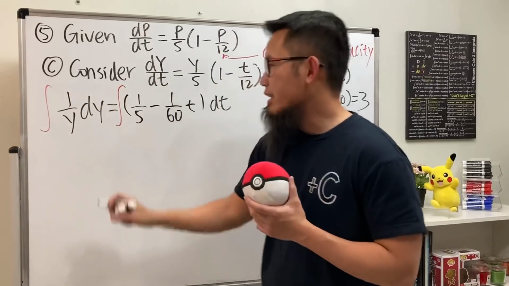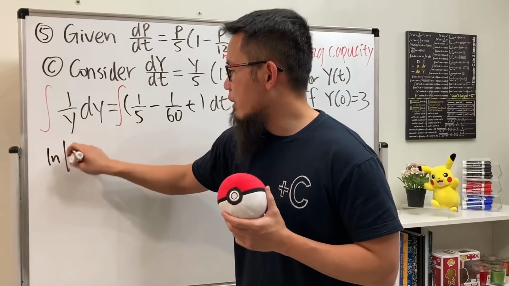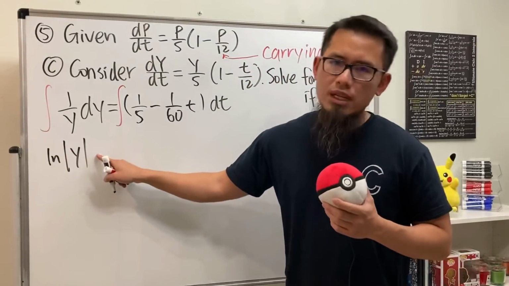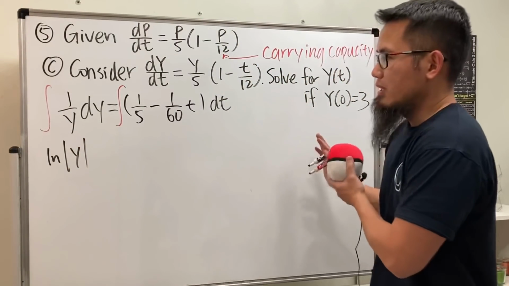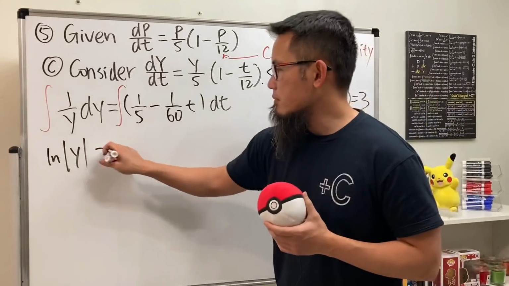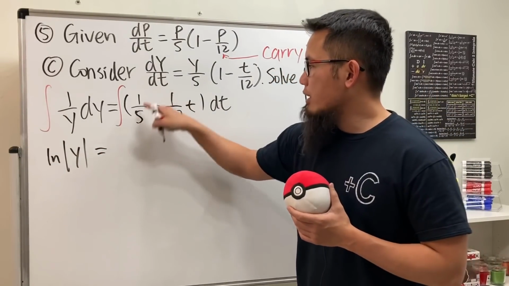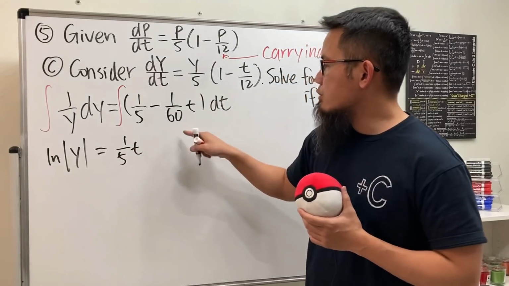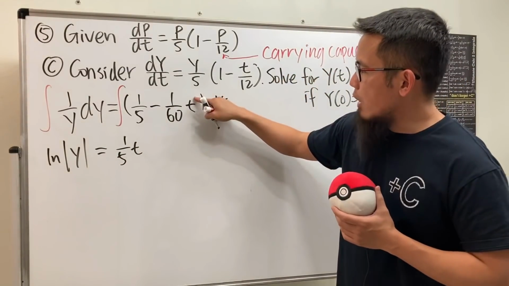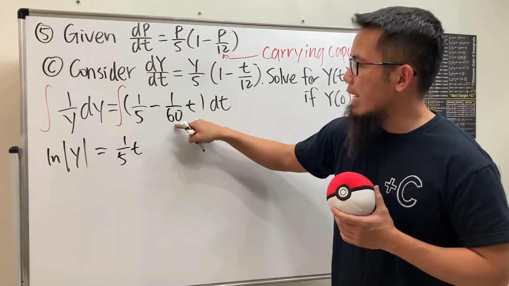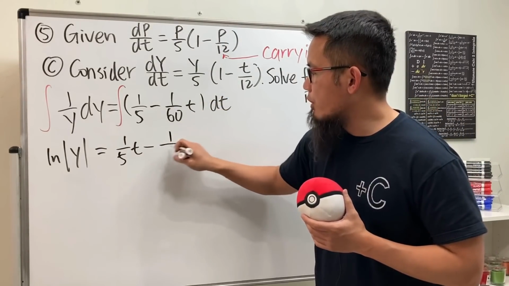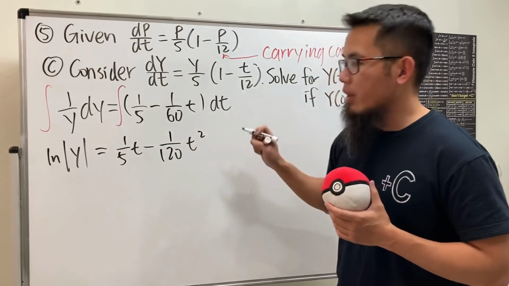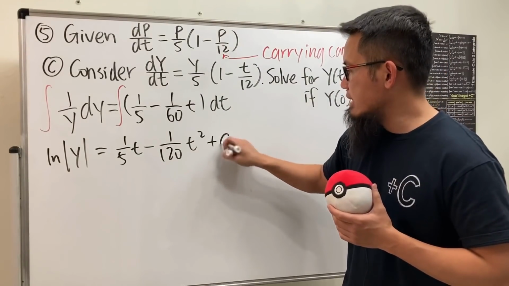On the left-hand side, we get natural log absolute value of y. You don't have to put the plus c because we just do it on the right-hand side, that's enough. And right here, integrating 1 over 5, in the t world, we get 1 over 5t. And then this right here, you add 1 to the power, which is t squared, and divide by that, so we get minus 1 over 120 t squared. And here, let's put down the plus c1.